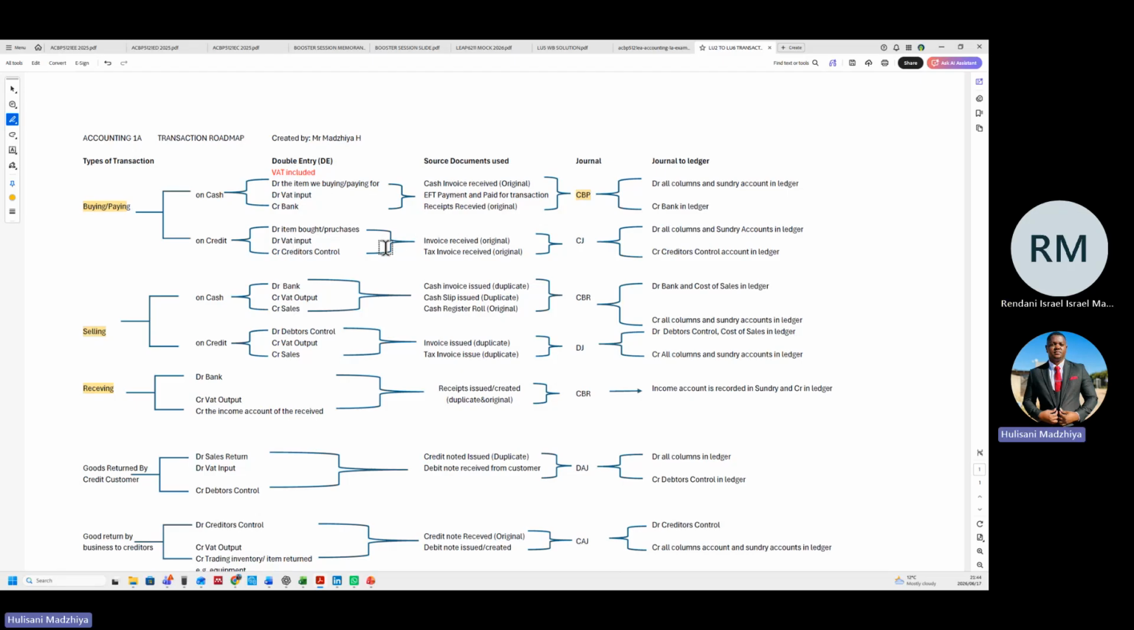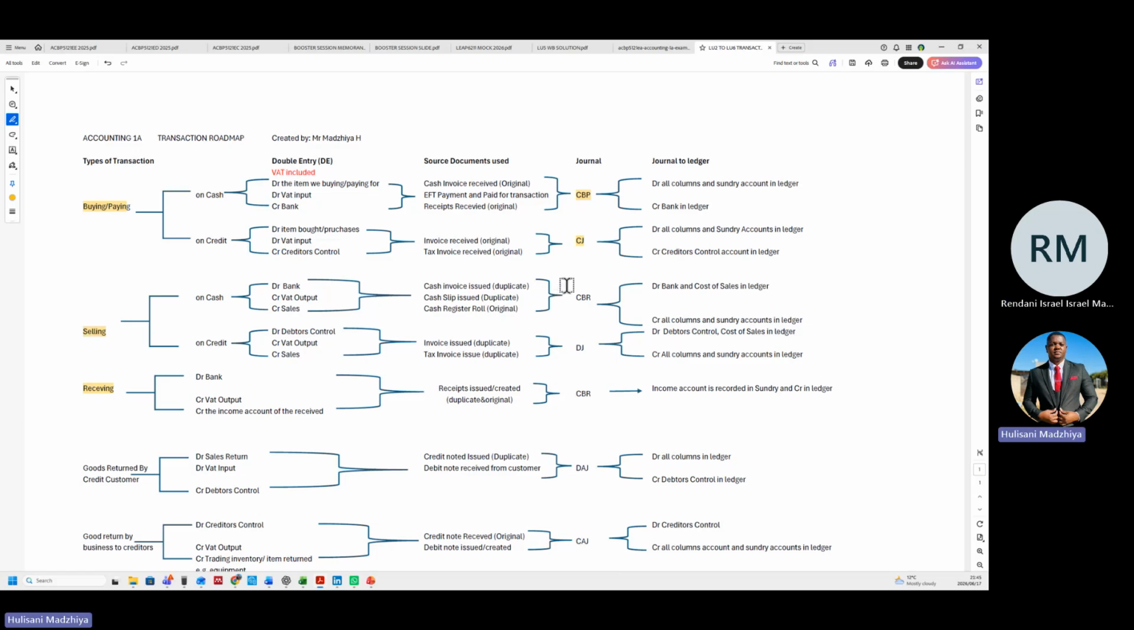Then the source documents used whenever we buy something on credit are invoice received and tax invoice received. So if it says invoice received or received invoice number, that means that we are receiving an original invoice. We are the one buying on credit, not our customer buying from us. When our customer buys from us, we issue the invoice. But the moment we receive one, it means that we are buying on credit. So invoice received and tax invoice received will then be used to record the transaction in your creditors journal.